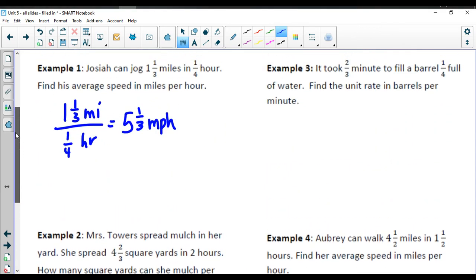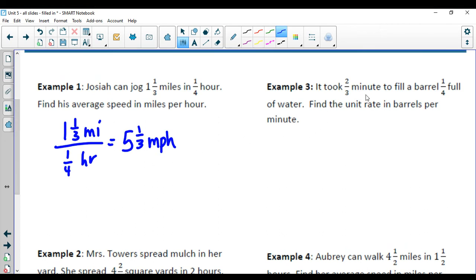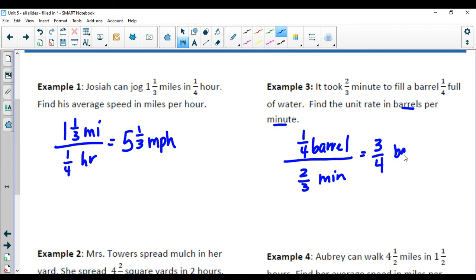Example number 3 is back up here. It took 2/3 of a minute to fill a barrel a quarter full of water. Find the unit rate in barrels per minute. So the barrel is quarter full. So we have a quarter of a barrel, and that took 2/3 of a minute. So we're going to do 1/4 divided by 2/3, and that's going to give us 3/4 of a barrel per minute.